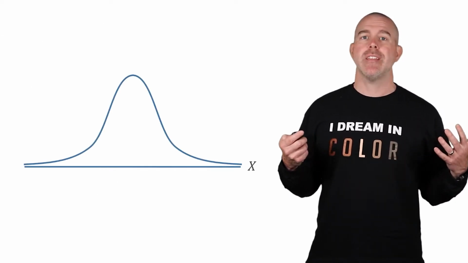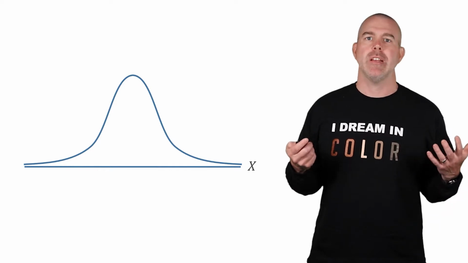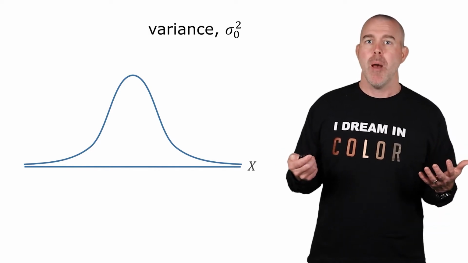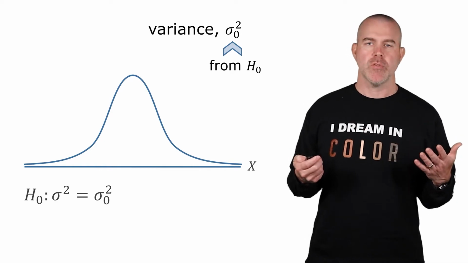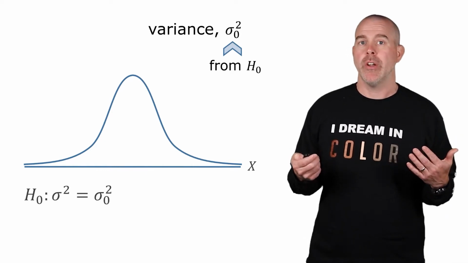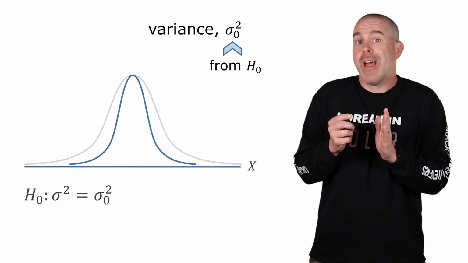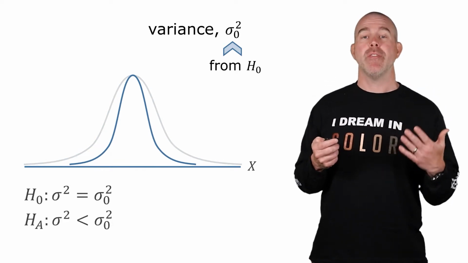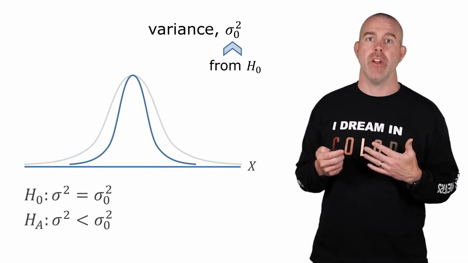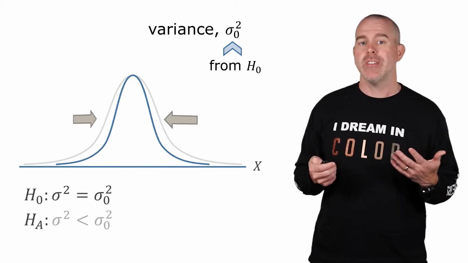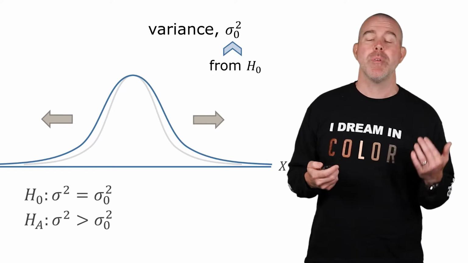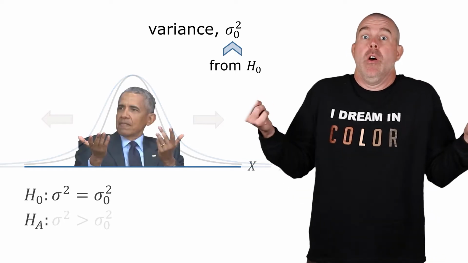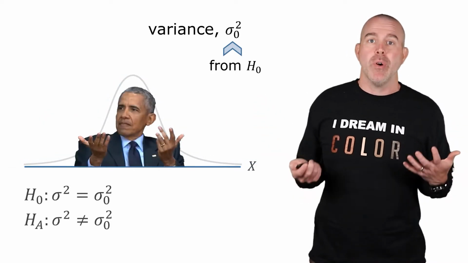So if we look at, say, our random variable, we say it's going to be distributed this way. Our null hypothesis is that the variance is equal to whatever this variance is from the null hypothesis. We might wonder, is it maybe less spread out? Then the alternative would be that the variance is less than that null variance. Or we could say maybe we think it's more spread out, so then the variance would be more than the null hypothesis. Or maybe we just don't know, so then we put a not equal to.